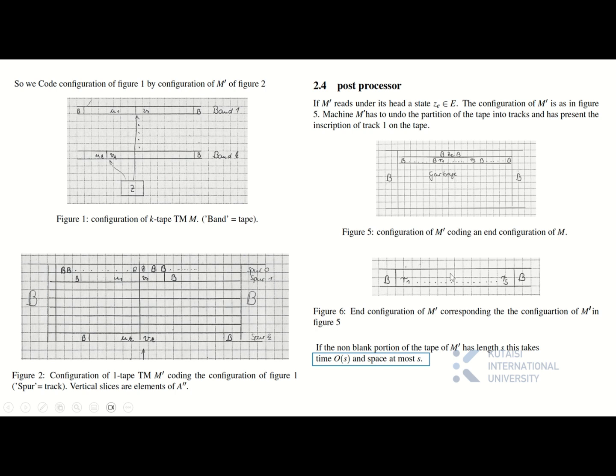And from here you go to here, and this again takes space at most S if the non-blank portion of the M prime is S. So why?